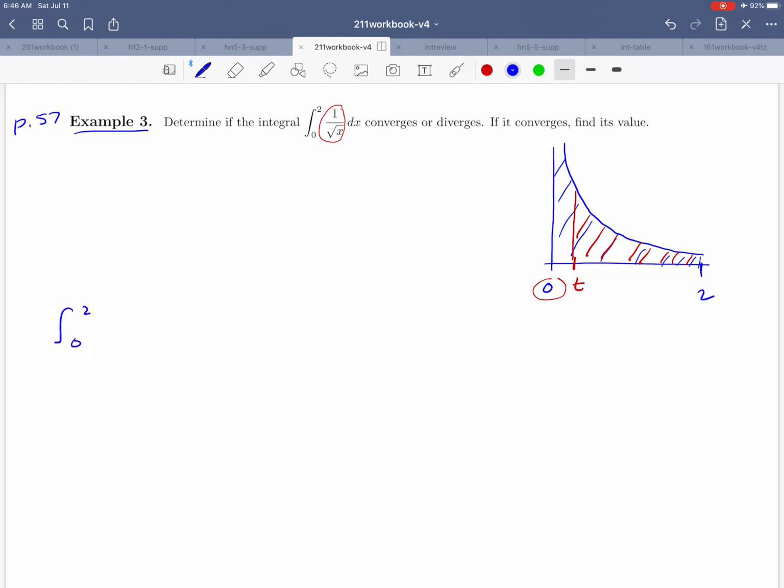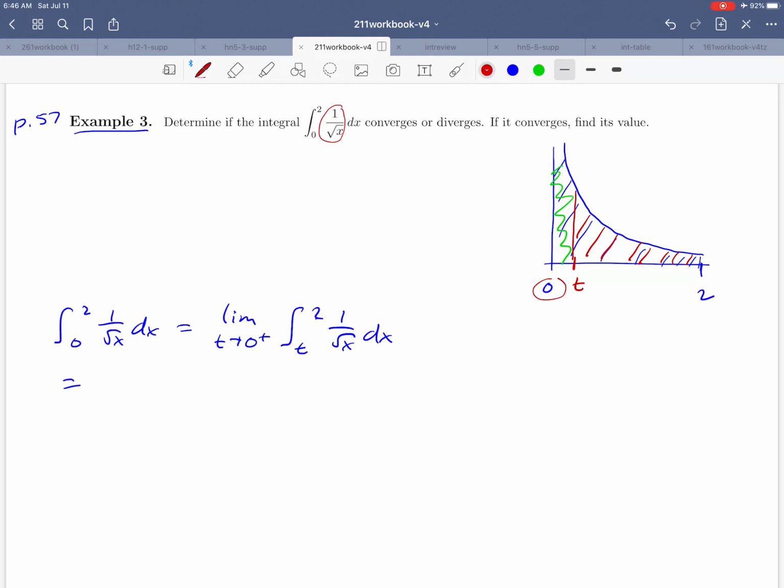Okay, so this integral that we're trying to calculate, we'll first integrate from t to 2. And then to pick up the strip of area that we're missing over here, we're going to take the limit as t goes to 0, from the right-hand side. So there's the calculation that we need to do.